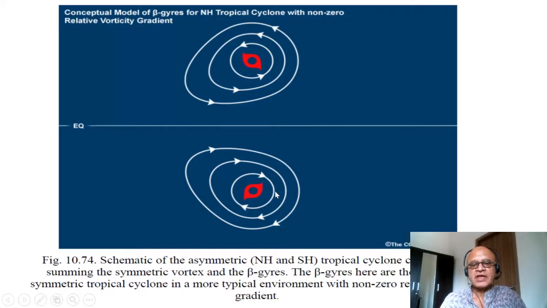I think in the previous podcast I said this is in the idealized flow, but actually this is a schematic of the asymmetric tropical cyclone calculated by summing a symmetric vortex and the beta gyres. The beta gyres here are a result of a symmetric tropical cyclone in a more typical environment with non-zero relative vorticity gradient. So it's still a symmetric cyclone, but it's put in a more typical environment, so it's not just the idealized uniform flow we had considered, right? Where are we going with that?